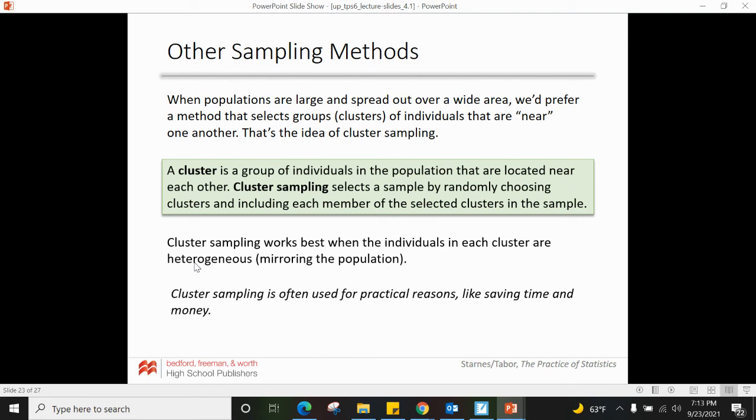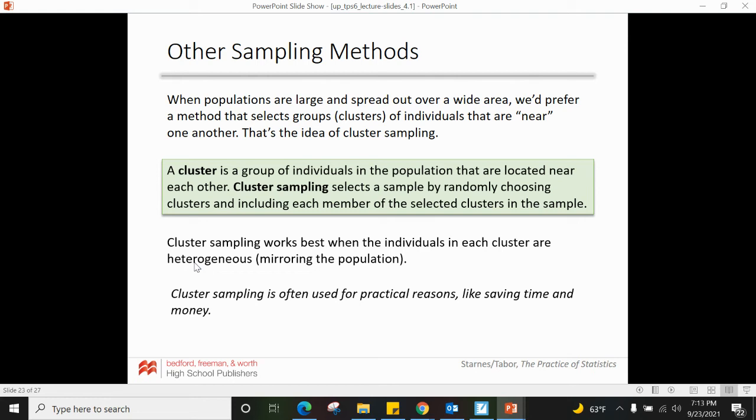And cluster sampling is often used for particular reasons like saving time and money. So if we're thinking about it on a bigger scale, going back to that idea of Naperville trying to sample if they should implement an early curfew for young people, they might go ahead and break the city of Naperville into clusters. Let's say each block is their own cluster, and then they randomly select, let's say, 50 blocks, and then they go door to door and sample each individual on those blocks.